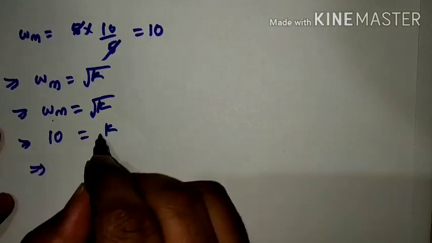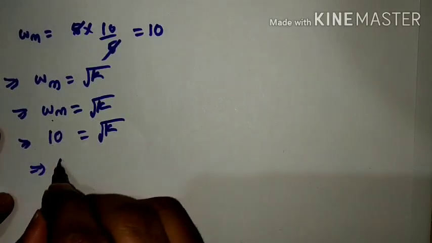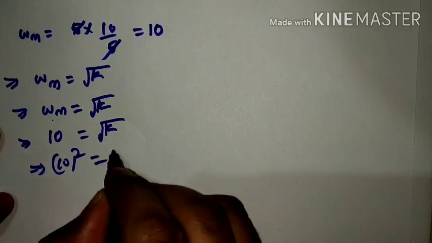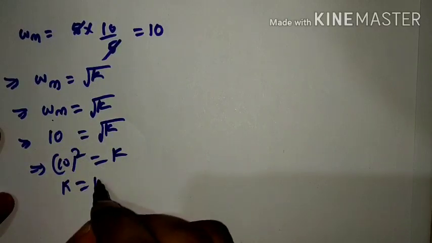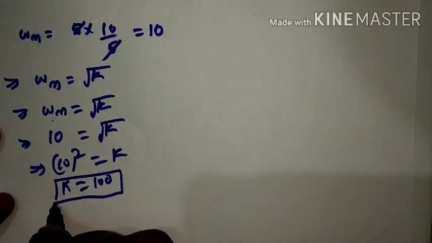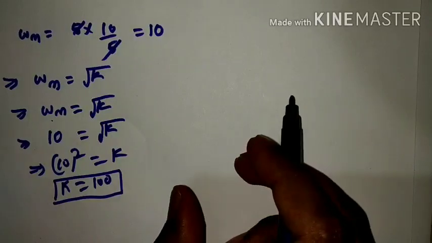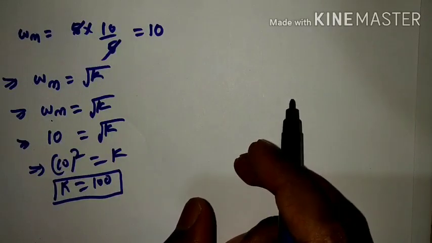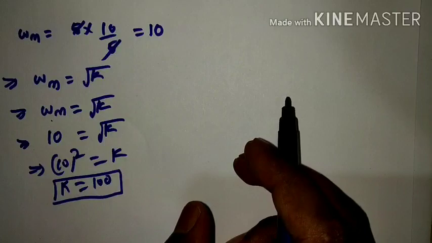So what is the root k? Bring the square to this side, it becomes 10 square. Okay, so k is equal to 100. K is equal to 100. So we have to find maximum peak overshoot and peak time.